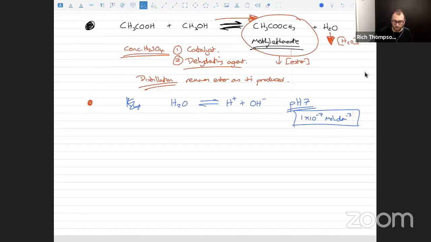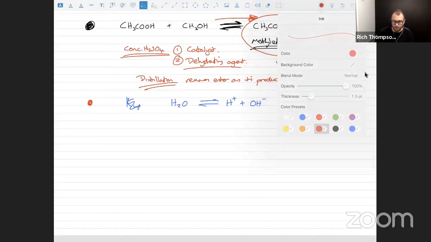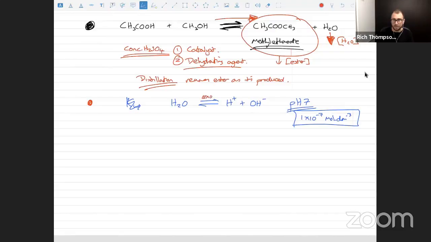Now, I believe, if I remember rightly, this forward reaction, because we need to break the bonds in the water, is actually endothermic. So you need to put energy in order for that H2O to break up into H+ and OH-. Of course, when they join back together, this is an exothermic reaction. So what's going to happen to pH? What's going to happen to the hydrogen ion concentration? That is the equation in question.